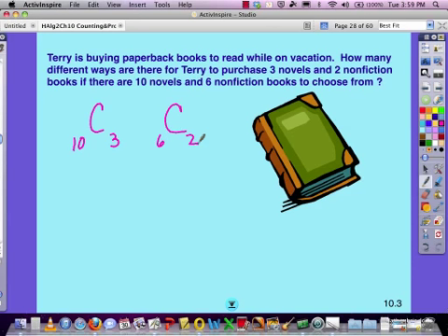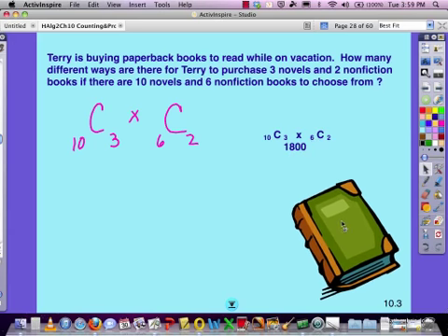And then I think we're going to have to multiply them together because it's n ways to do this, m ways to do this. M times n would be our total. So with your calculator, you can multiply that out, or you can use the formula if it's a non-calculator. But take a look. We would have 1,800 possible combinations of this.